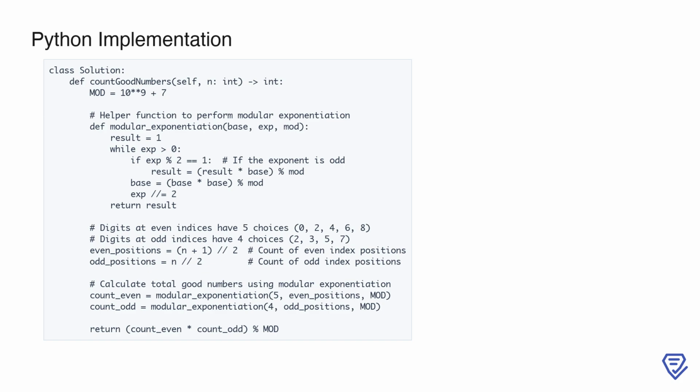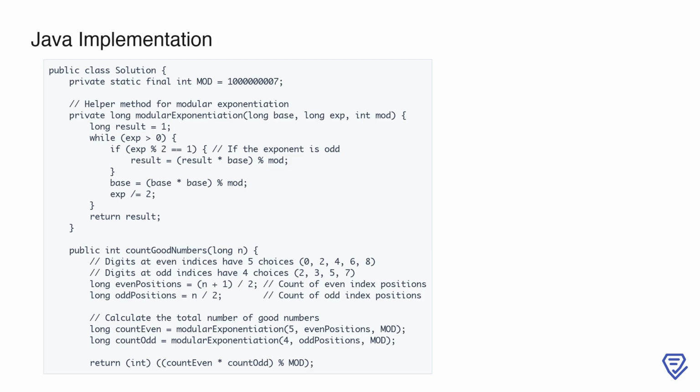Here, we start by defining a constant mod, which is set to 1,000,007. This helps us handle large numbers by ensuring results are taken modulo mod, which prevents overflow. Next, we have a helper method named modular exponentiation.